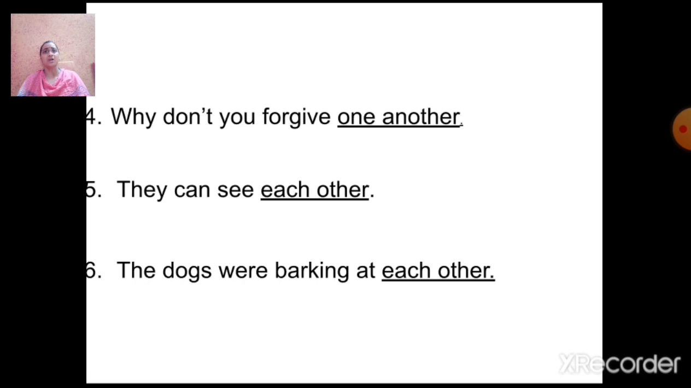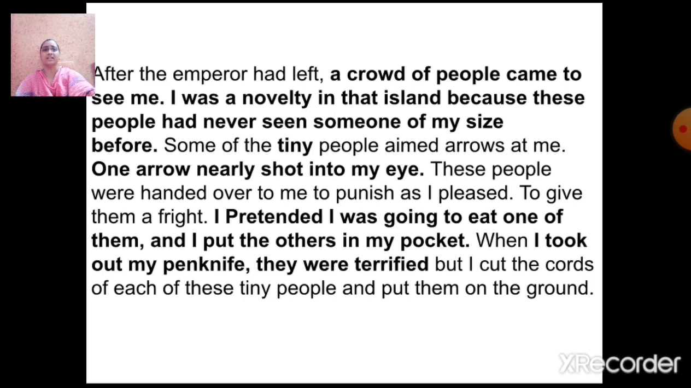Now students, with this we have completed the revision as well as activity for pronouns and kinds of pronouns. Now let us start with unseen passage. Now students, in unseen passage you will be getting a passage something like this. And the first step is you will read the passage.